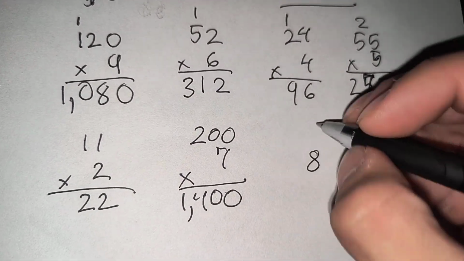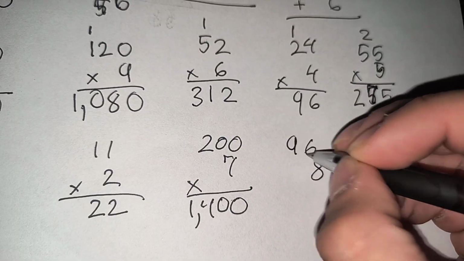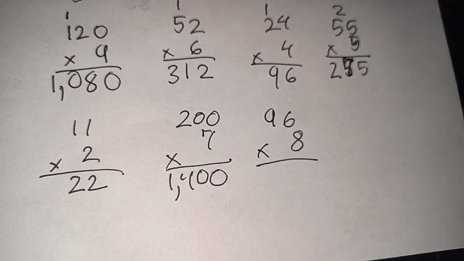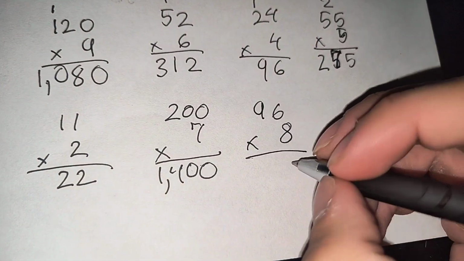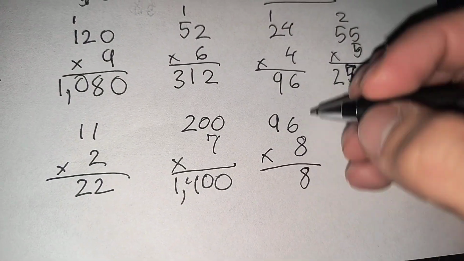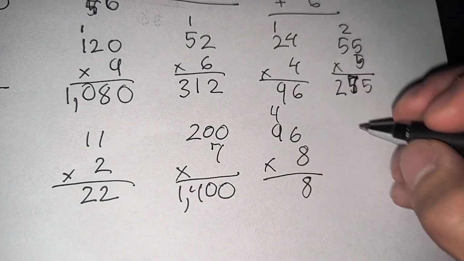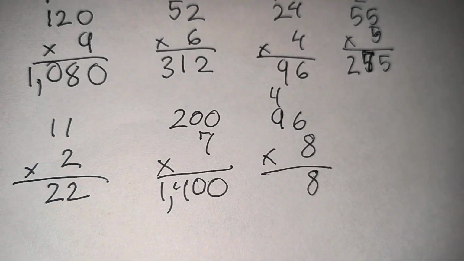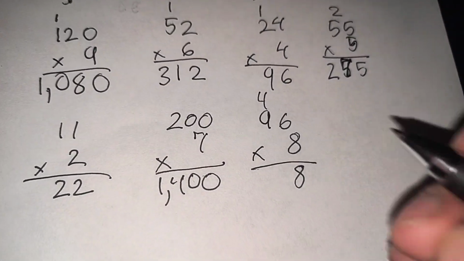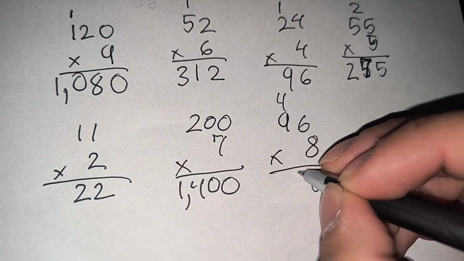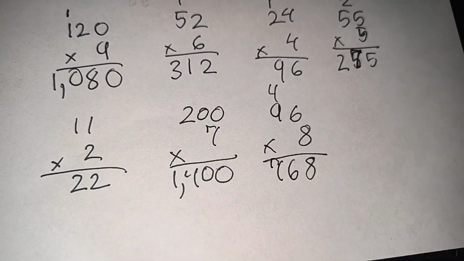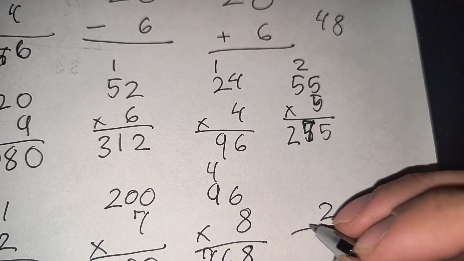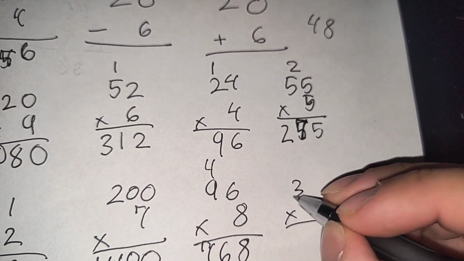What about 8 times 96? I just looked at this number. 8 times 6 is, dang it, what is 8 times 6? 48. Put that 4 up here. 48 has this 4, so we got to put that 4 up here. 8 times 9 is 72. Plus that 4 is 76. So this is 768.